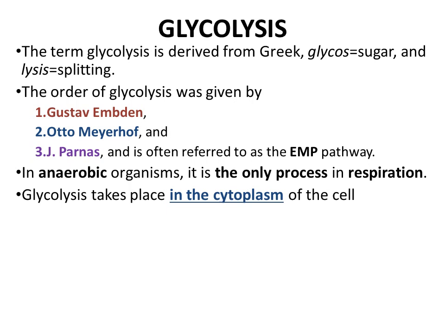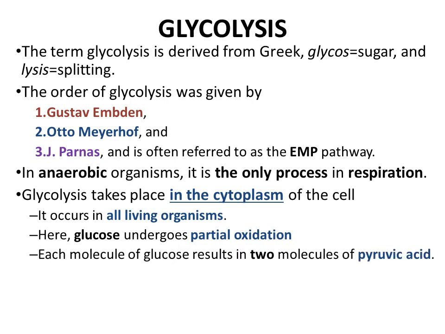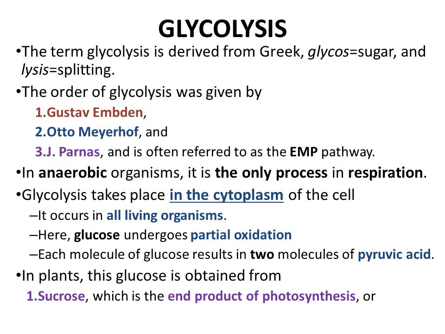Glycolysis occurs in the cytoplasm of the cell and it occurs in all organisms. In glycolysis, glucose undergoes only partial oxidation and the end product of glycolysis is 2 molecules of pyruvic acid per molecule of glucose. In plants, this glucose is obtained from sucrose and also from other stored carbohydrates.